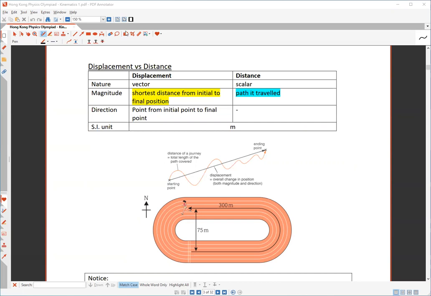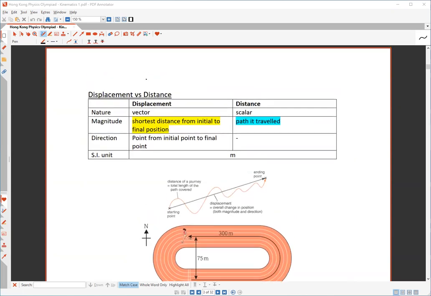So first of all, we need to define some terms. Now, to describe the motion, there are many quantities that we need to use. The first one is the position. The first one is not the displacement. The first one is the position vector.